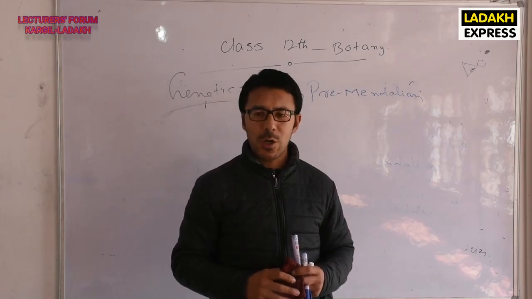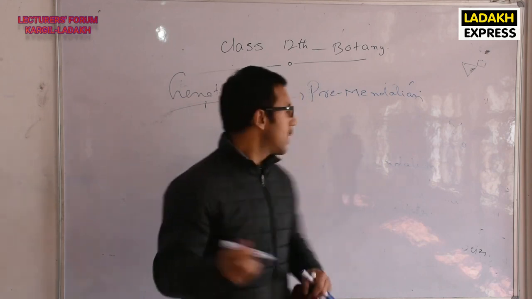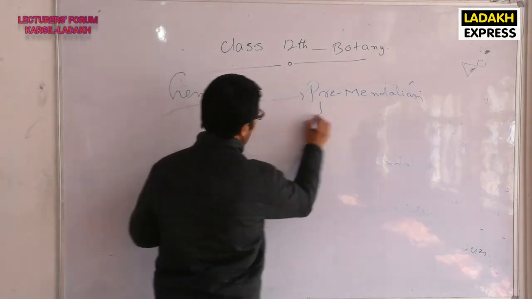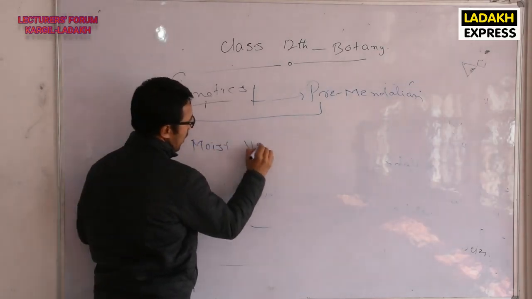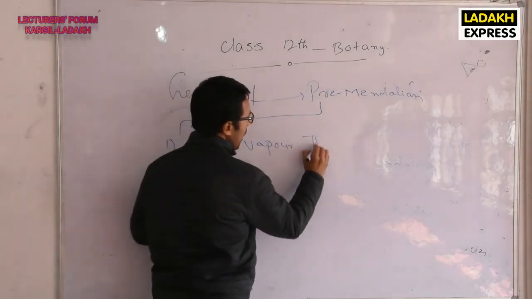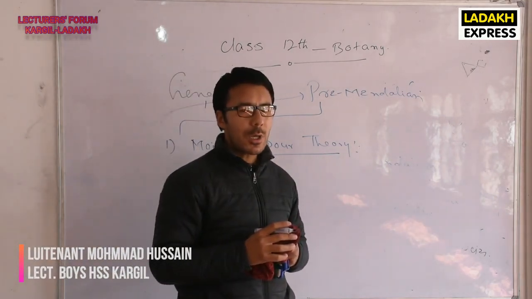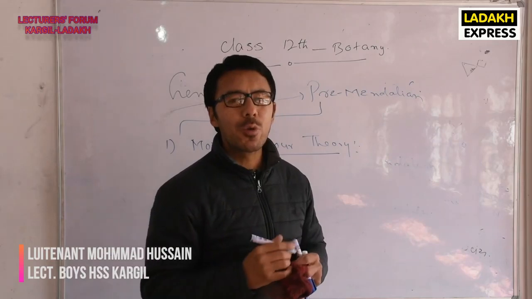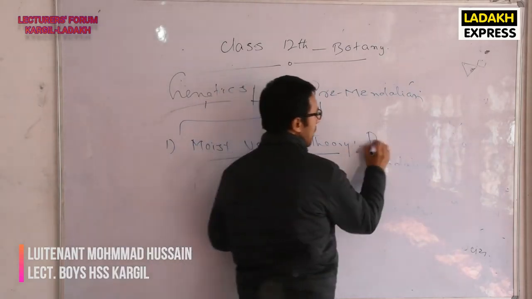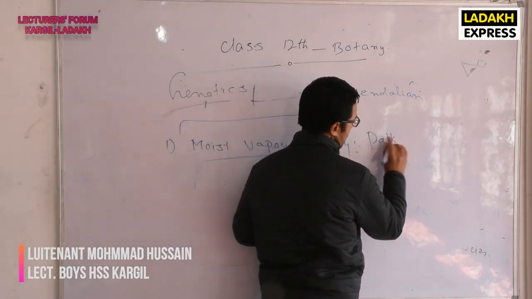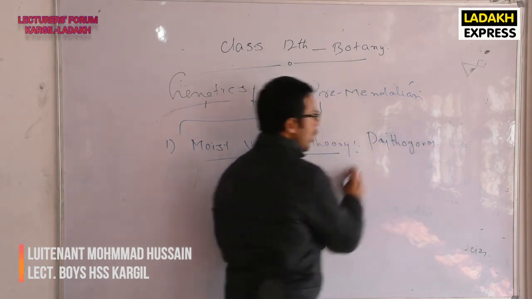Many scientists put forward their ideas about the transfer of characters, among which first comes the moist vapor theory. Shortly, we can also call it the vapor theory. This vapor theory was given by Pythagoras. What did he say?